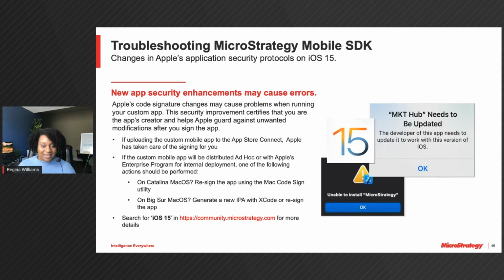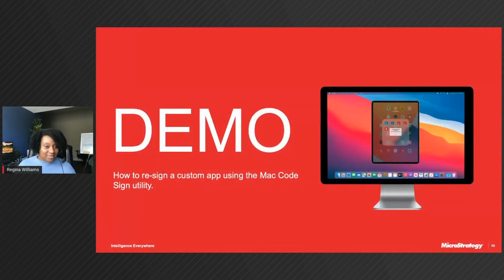But let's go to the next slide, and let's just go through a demo. If you do have to re-sign the custom app, it's easy because you don't have to make any changes to the IPA. You don't have to recompile. You just go through the process to re-sign it. But let's start the demo to show how to accomplish that.